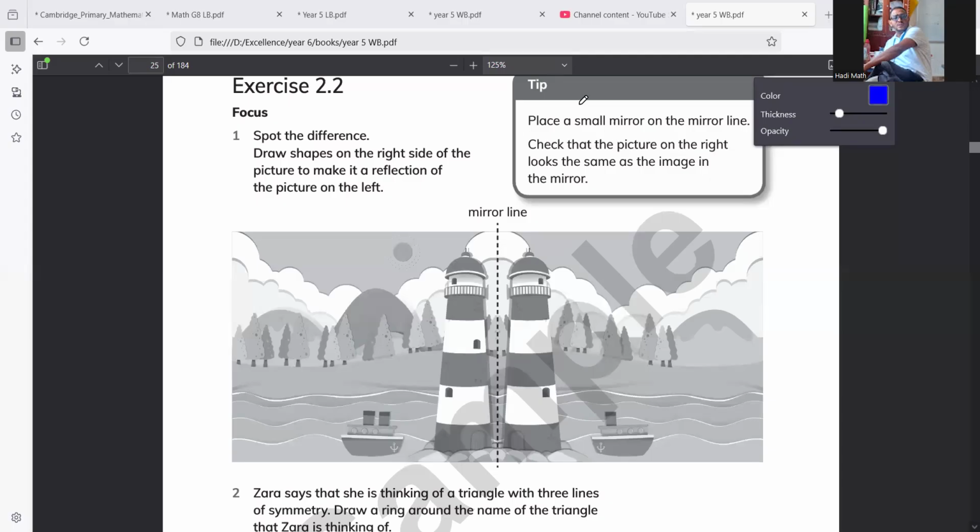Okay, hello everyone. This is Cambridge Primary Mathematics, Grade 5. This is exercise 2-2. Question number 1.